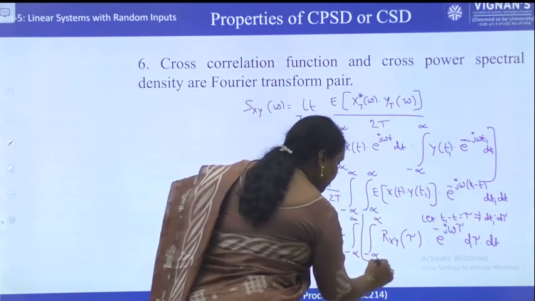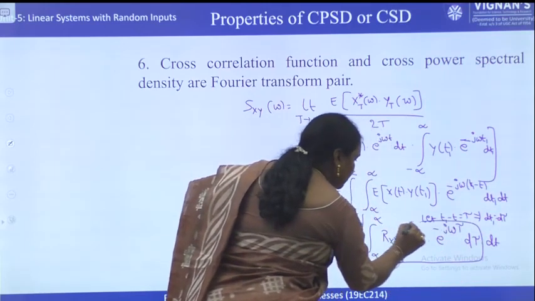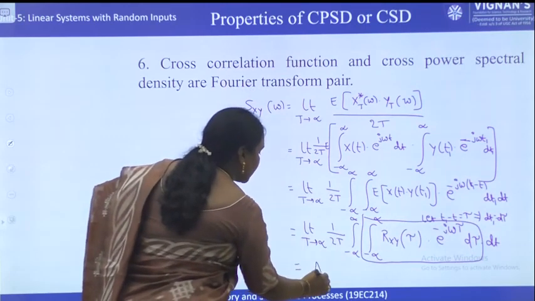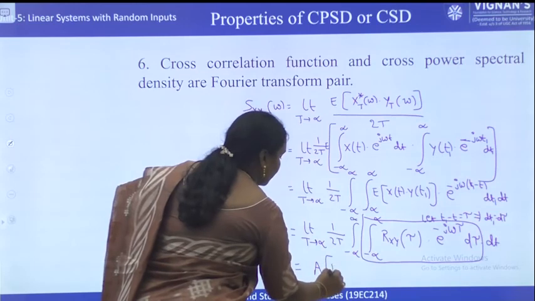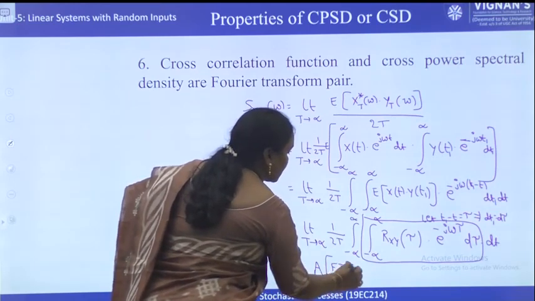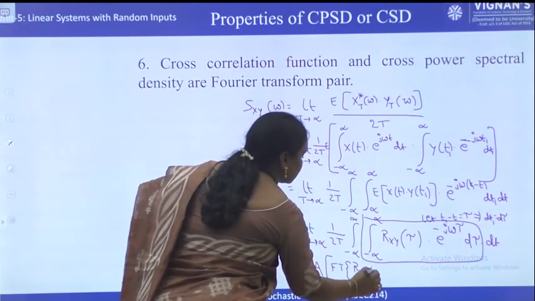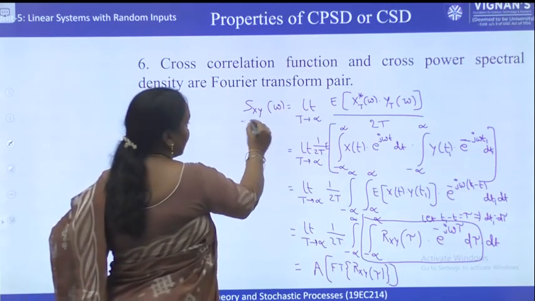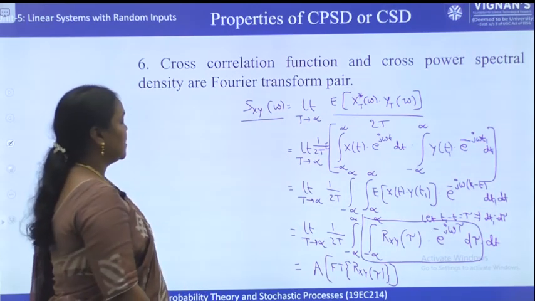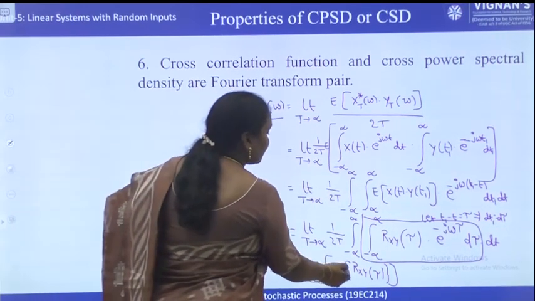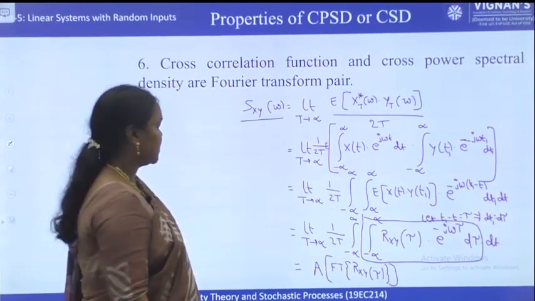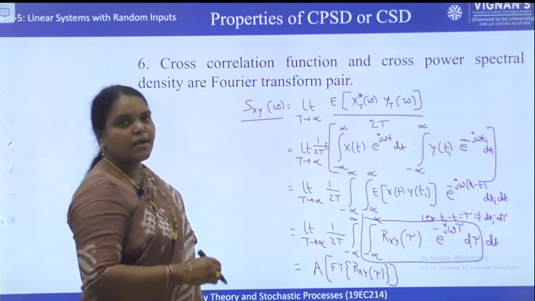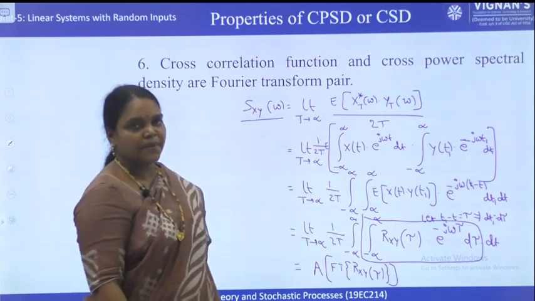So this is the Fourier transform of R xy of tau, and this is a time average. So time average means A of the Fourier transform of R xy of tau. On the left hand side I have taken the cross power spectral density, and on the right hand side we got the Fourier transform of the cross correlation function. So that means cross power spectral density and cross correlation function are a Fourier transform pair.